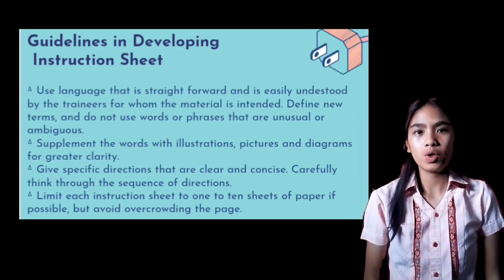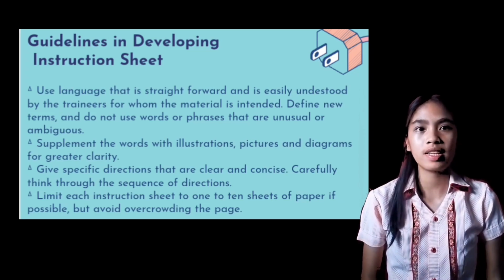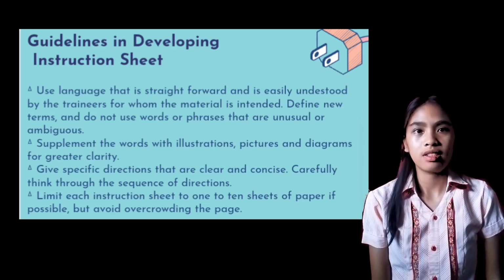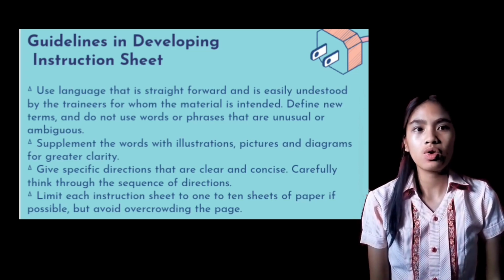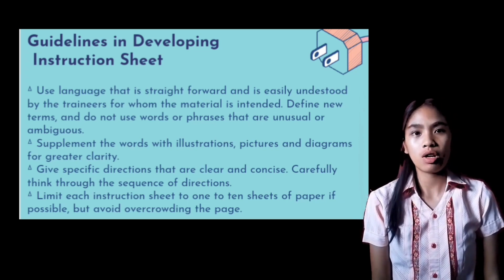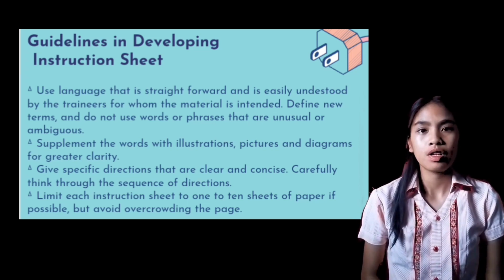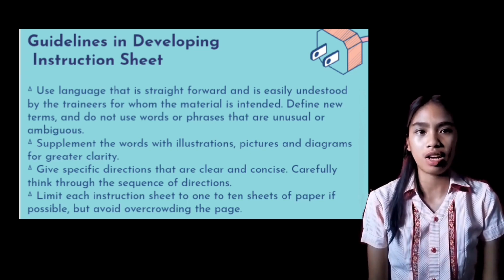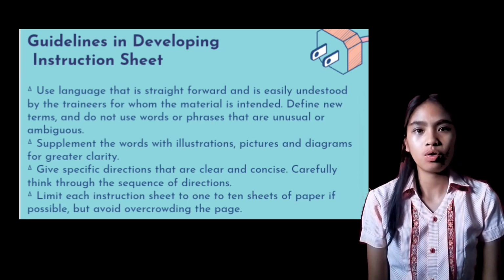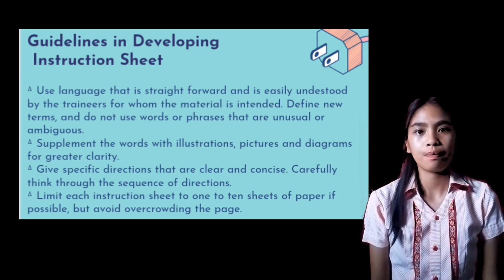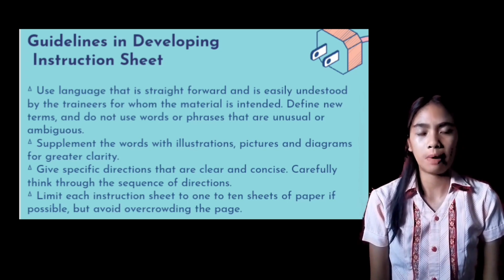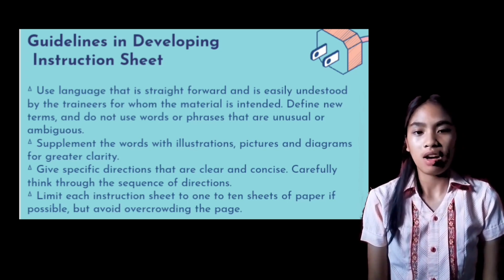Guidelines in developing instruction sheet. So, we have use language that is straightforward and is easily understood by the trainees for whom the material is intended. Define new terms and do not use words or phrases that are unusual or ambiguous. Other guidelines is give specific directions that are clear and concise. Carefully think through the sequence of directions. Limit each instruction sheet to 1 to 10 sheets of paper if possible, but avoid overcrowding the page.